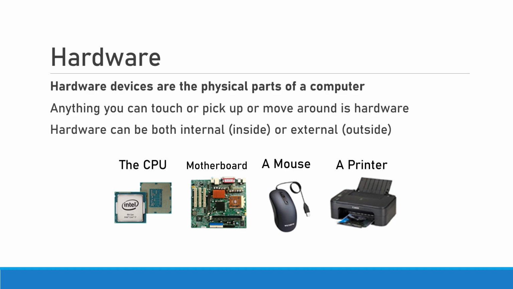Hardware, though, are the things that we can touch or pick up or move around. It can be both internal, which is inside of the case, or external, which means outside of the case. Remember, those external pieces of hardware are called peripherals.